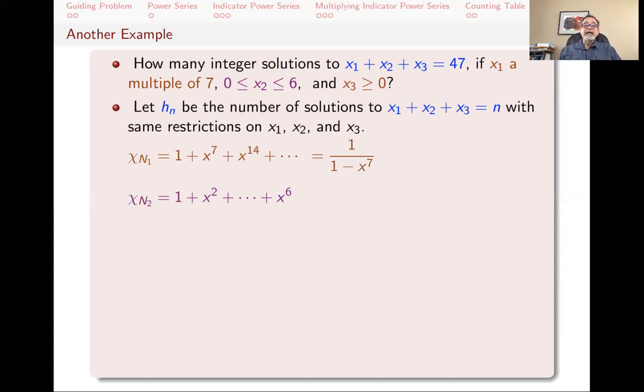For x2, we only have numbers between 0 and 6 as possibilities. So the indicator power series is actually a polynomial, a partial sum of a geometric series, and that's 1 minus x to the 7th over 1 minus x.